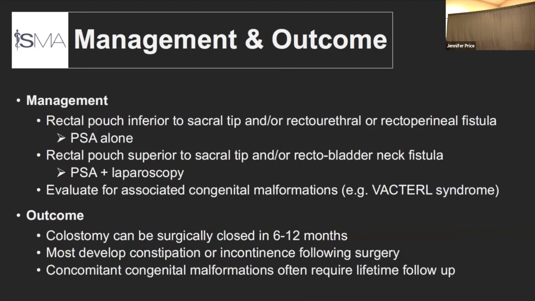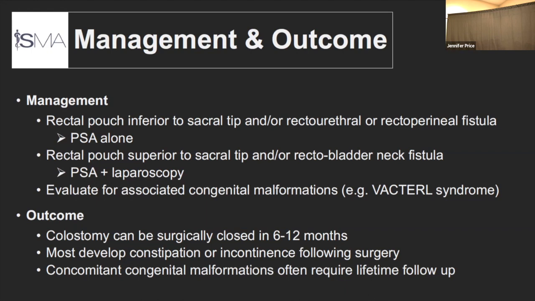And then management, this is a lot of what I've already discussed here, but the only other thing is that for this case, posterior sagittal anorectoplasty was sufficient alone, even when you consider the fistula, because the only time they would need to use the anterior approach is if the fistula goes to the bladder. And in this case, it did not. Management also requires looking for other congenital malformations like VACTERL syndrome.